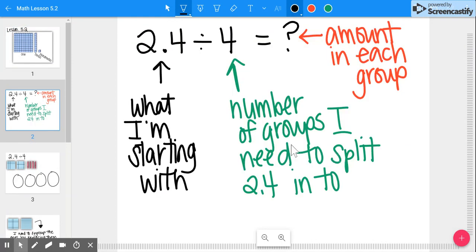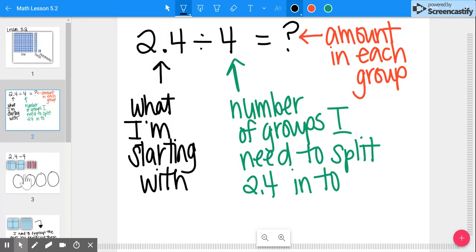So when I have a problem that says 2 4/10 divided by 4, a decimal divided by a whole number, my first number is telling me what I'm starting with. What should my picture be starting with? And then the second number is telling me the number of groups I need to split that decimal into. So this 4 is telling me that I need to split 2 4/10 into 4 groups. And my quotient, the answer, is going to be the amount that I have in each group.